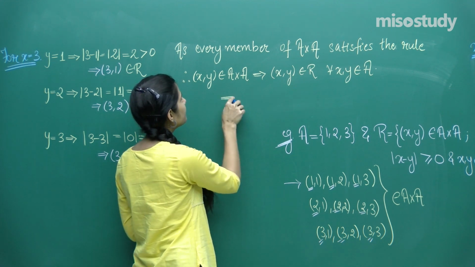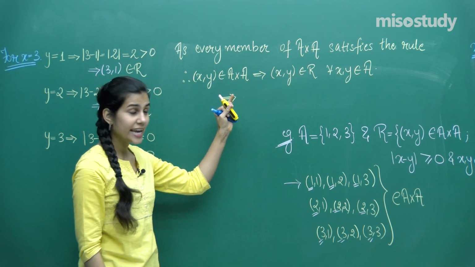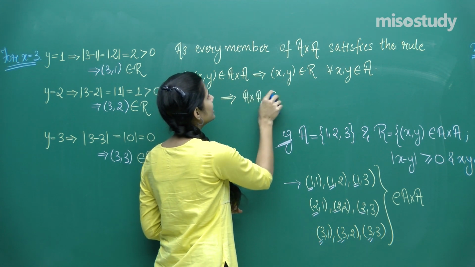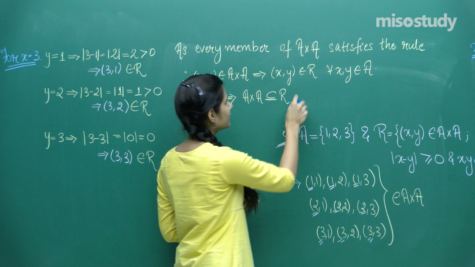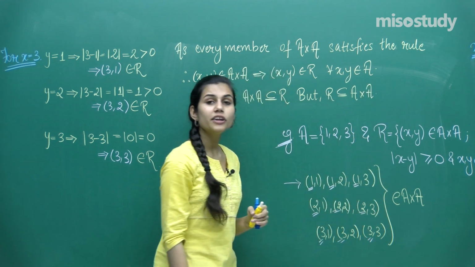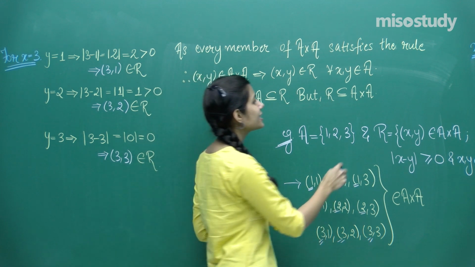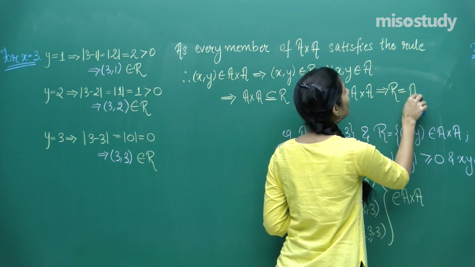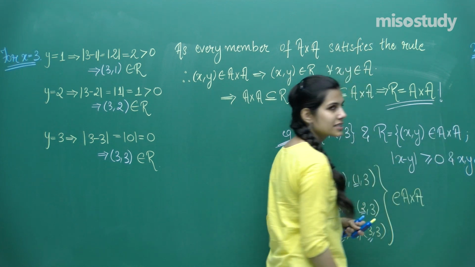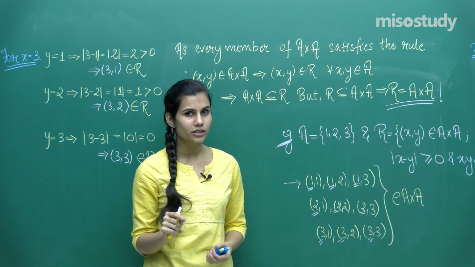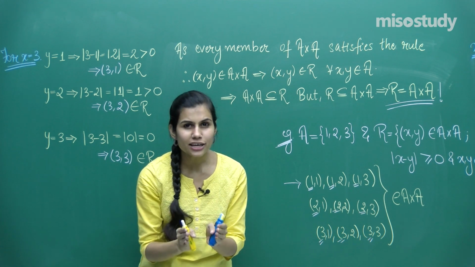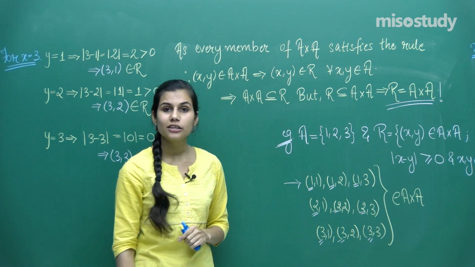And this means, by the very definition, if every element of A cross A is sitting inside R, this means A cross A is a subset of R. But we already know that R is a subset of A cross A, because R was a relation on A, and these two inclusions give me that R is equal to A cross A. This is where the discussion stops, because we have got how the relation looks. This relation, which exactly resembles the parent set, is the relation known as the universal relation.